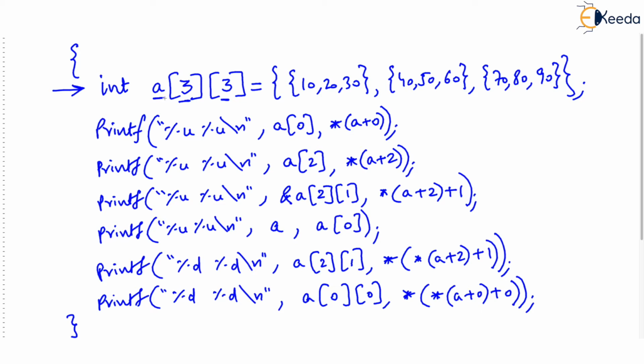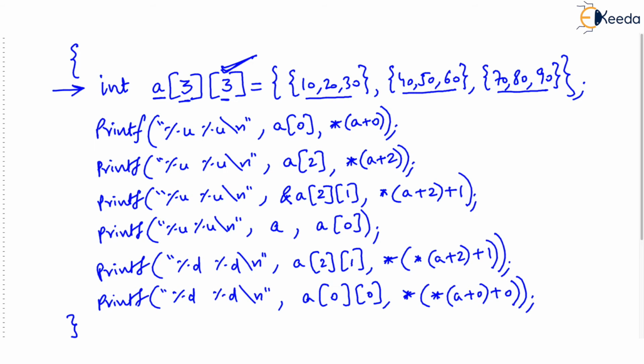Now you can see that in this program we have declared a two-dimensional array containing 3 rows and 3 columns named as A. And I have initialized it such that row 0 will store 10, 20, 30, correct, 3 values. Row 1 will store 40, 50, 60, right, 3 values again. And row 2 will store 70, 80, 90, again 3 values. So this is initialization of a 3 by 3 matrix.